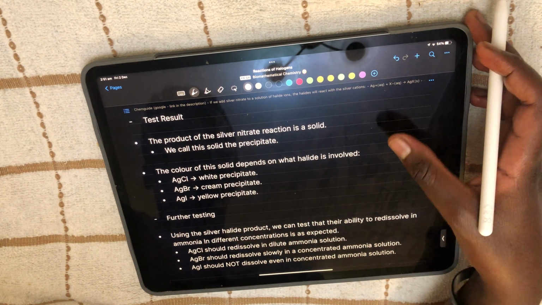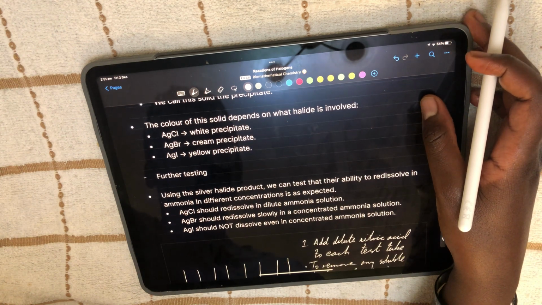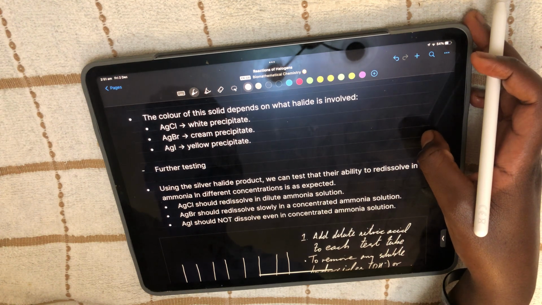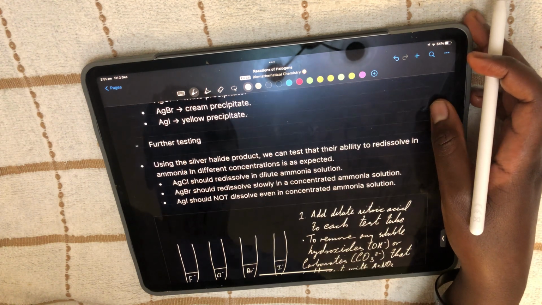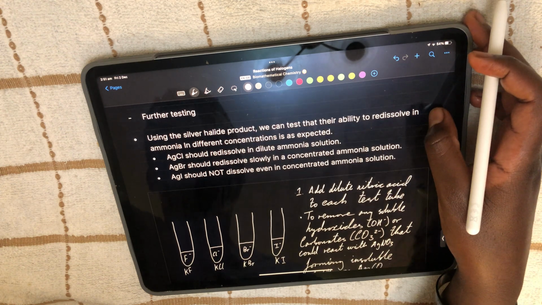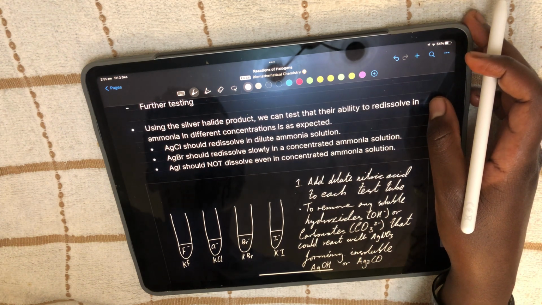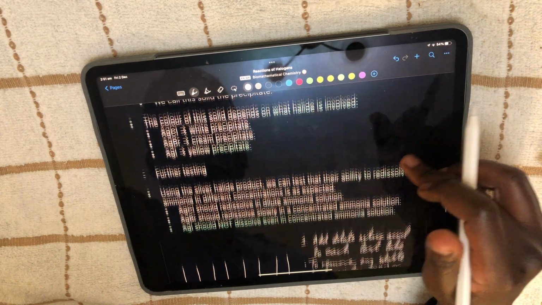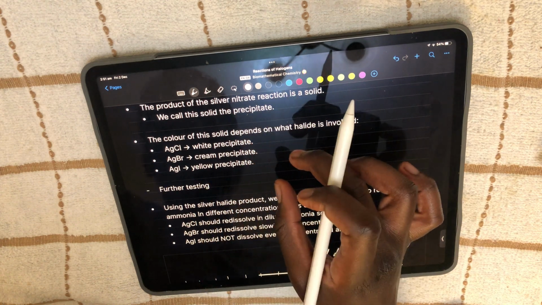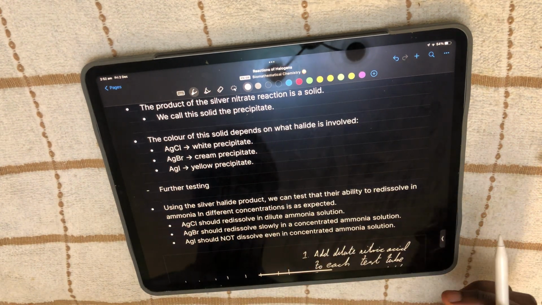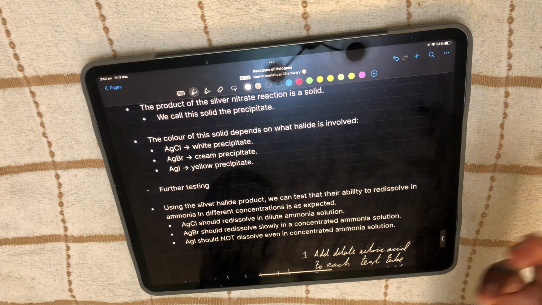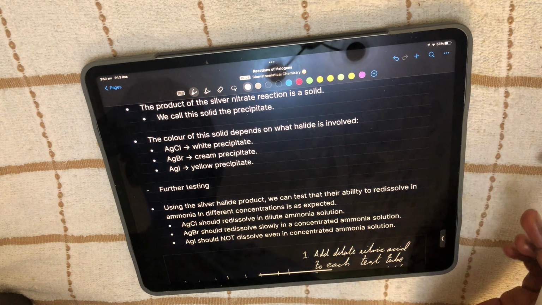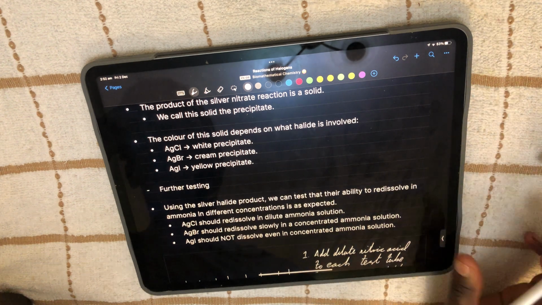We call this solid the precipitate. The color of the solid depends on the halide which is involved. So we could have AgCl, which is a white precipitate, AgBr, which is a cream precipitate, and AgI, which is a yellow precipitate. And using silver halide products, we can test their ability to redissolve in ammonia. So after we do this reaction, this is actually enough to suggest what compound we have. If we know it's AgCl, we know that the original halogen was a chloride ion, right?